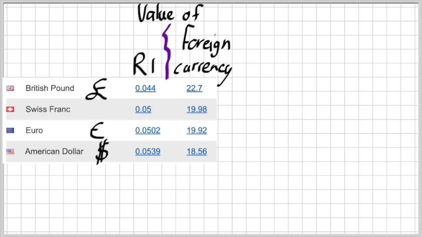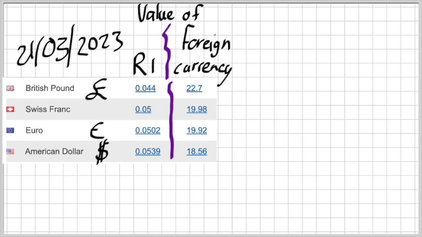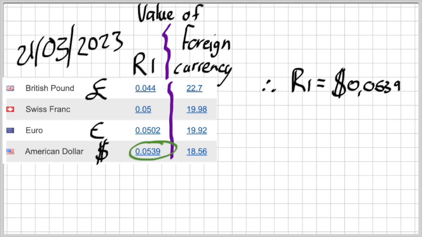Now, a basic exchange rate table looks like this. First of all, there's the value of 1 rand. And this was actually the exchange rates on the 21st of March 2023. That was one day before I recorded this video. If I look at this, on the left-hand side, it basically tells me that 1 rand is worth, if I look at the US dollars, 0.0539 US dollars.